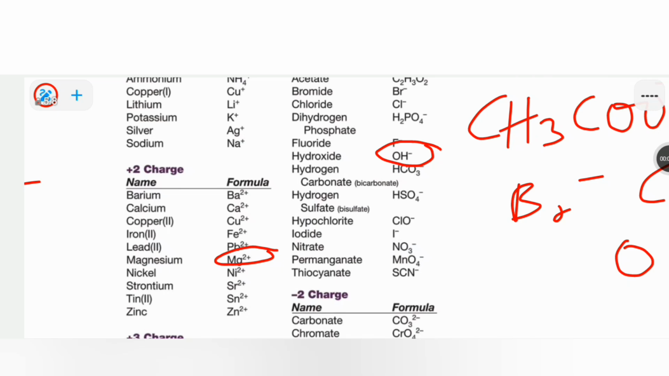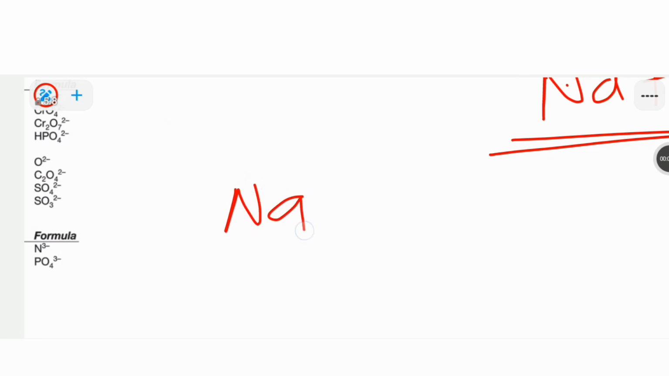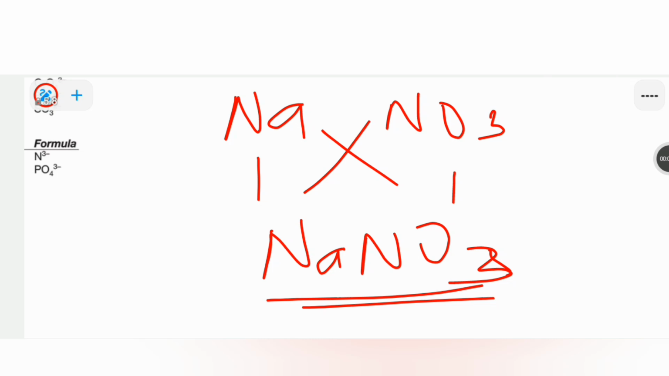Sodium is Na+, as you can see here. Nitrate is NO3 minus. If you combine them, you get sodium nitrate. That's the name. If you want to write the formula, this is how it's going to be. Sodium is Na, nitrate is NO3. Nitrate is 1, this one too is 1. Exchange, you just get NaNO3. This is sodium nitrate.